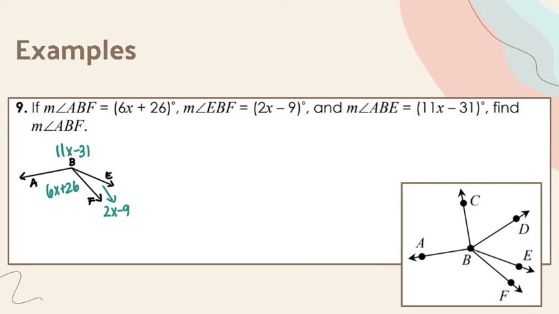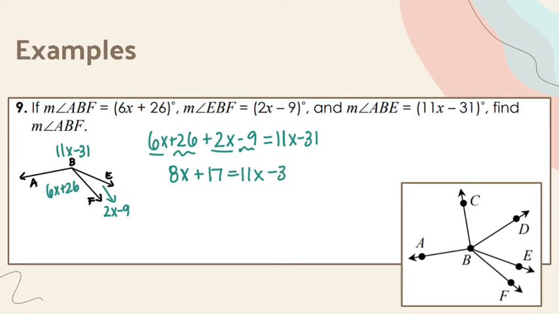So it wants us to find, at the end of the day, angle ABF. But before we can do that, we have to find x, because we can't find any of these without knowing what x is. So we're going to say 6x plus 26 plus 2x minus 9 equals 11x minus 31. So 6x plus 2x is 8x. 26 minus 9 is 17 equals 11x minus 31. I want to subtract the 8x, so we'll get 17 equals 3x minus 31. Add the 31 to get 48 equals 3x. And finally, 16 equals x.